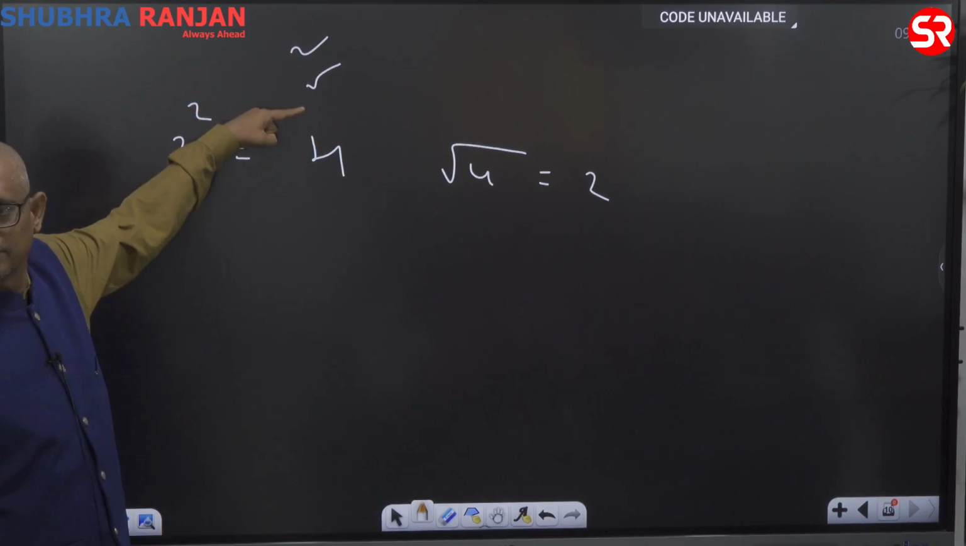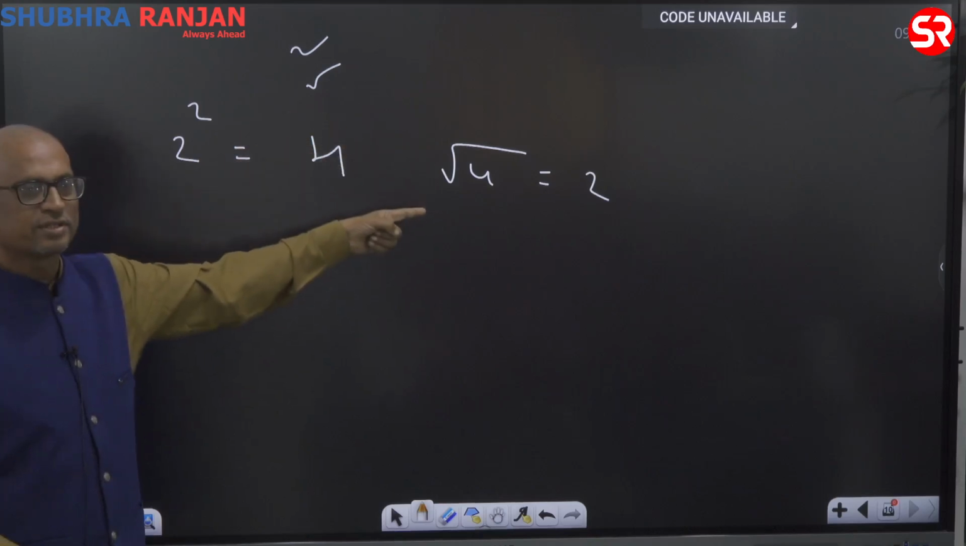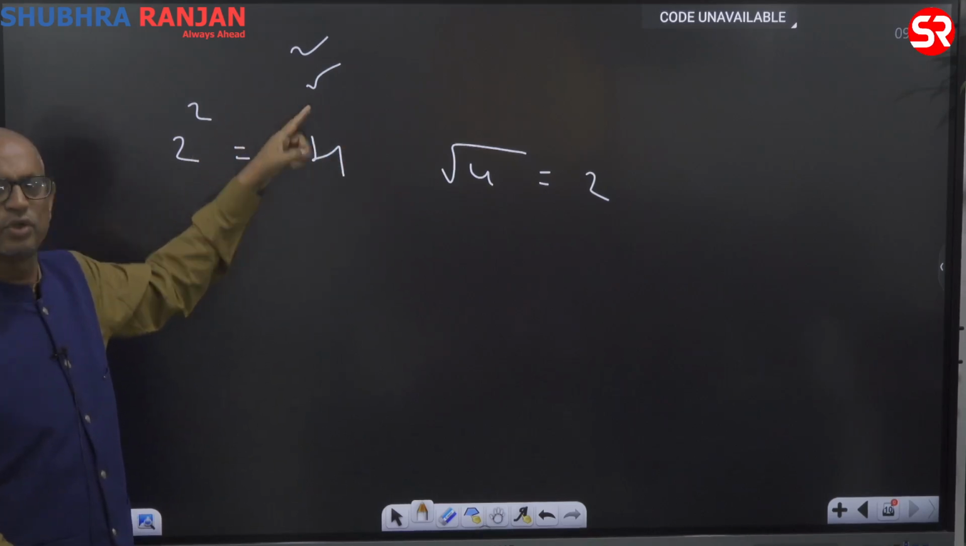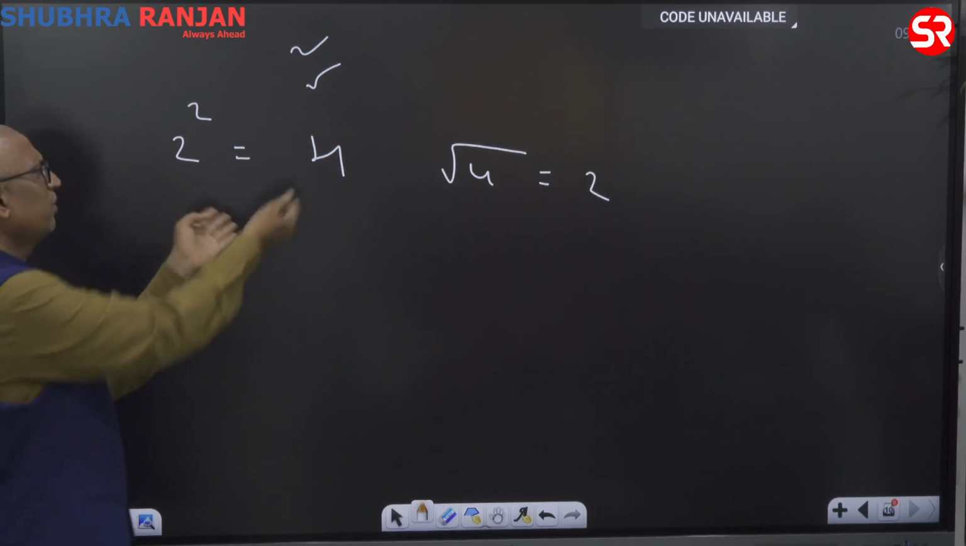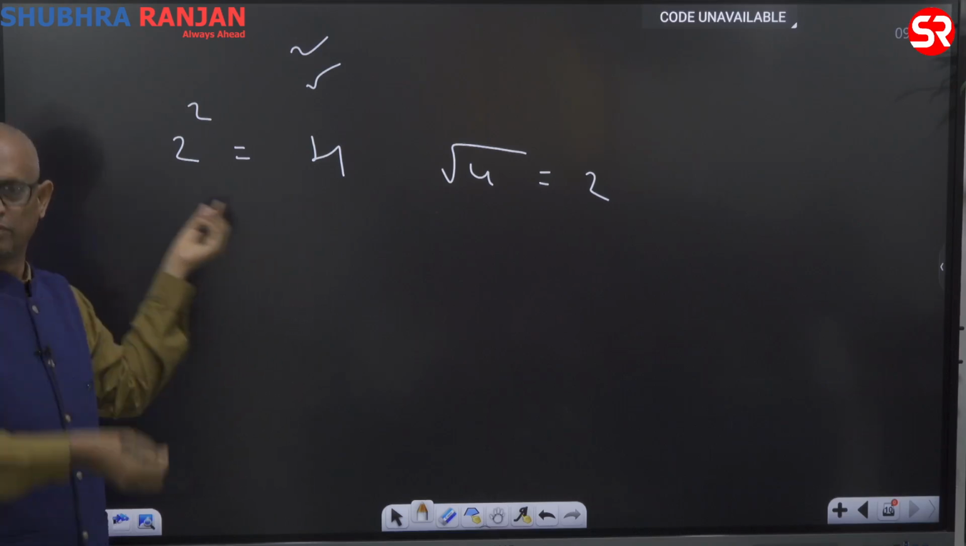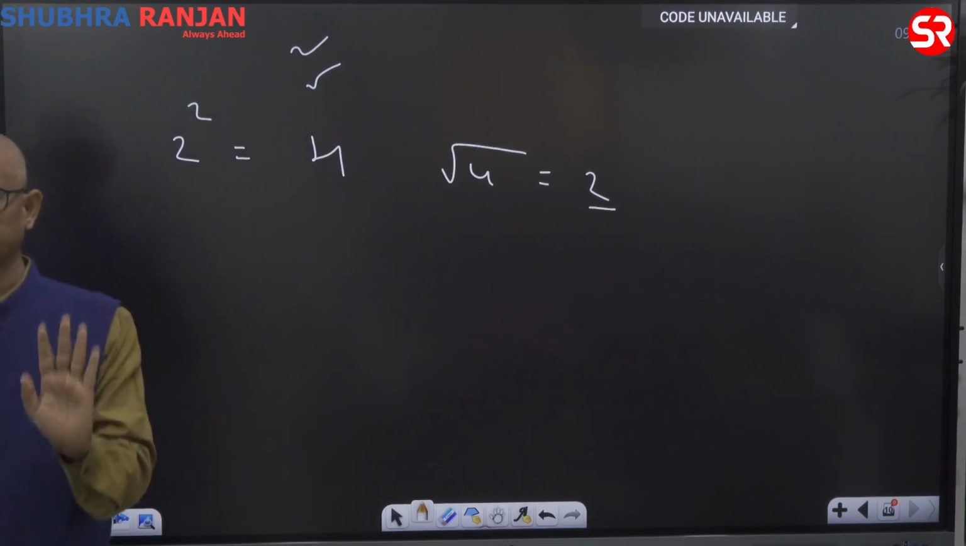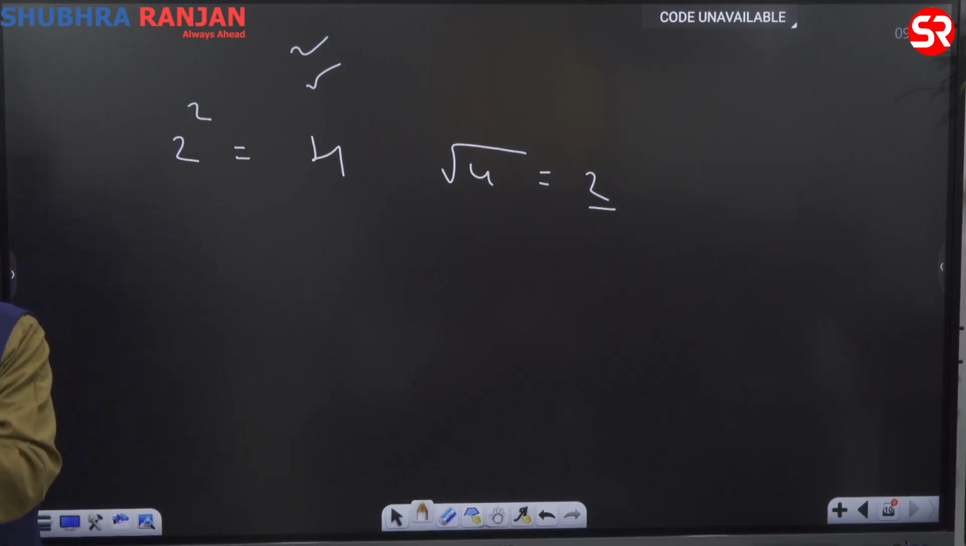Square and square root, symbols. You got it now? Why do they put a symbol for square root like this? Square is reversed, so you have to reverse the square to get the square root. That's all. Go back to root. 4 came. What is the root for 4? 2. That is the answer. Got it? Understand? Any doubt?